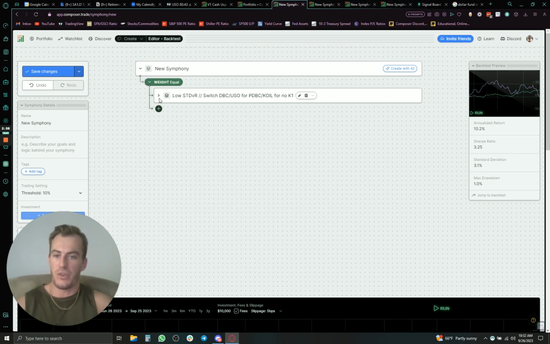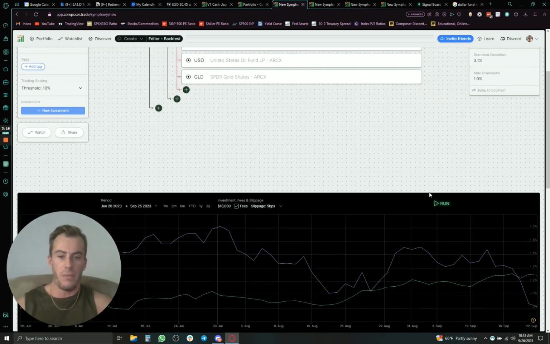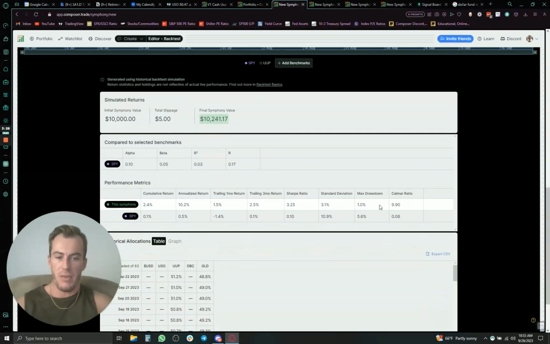So let's start with lower standard deviation. I've got a 75-day SDR bottom two, and we're rotating between UUP, DBC, USO, and GLD. If you want to reduce your K1s and your taxes at the end of the year, you can switch out DBC and USO for PDBC and KOIL for no K1. Now, over a 3-month back test, you can see that this thing doesn't really do great, but it doesn't do terrible either. But the SPY has been all over the place through this market chop. But the max drawdown is 1%.